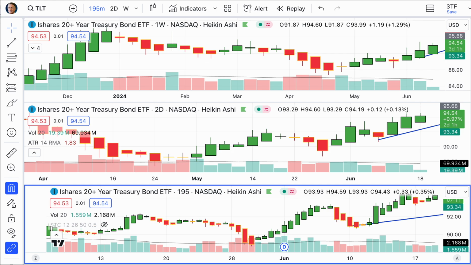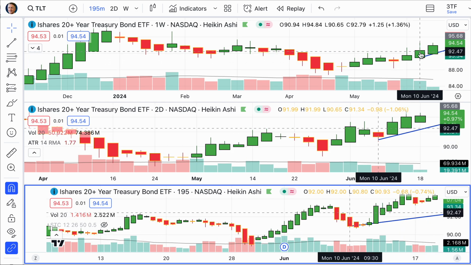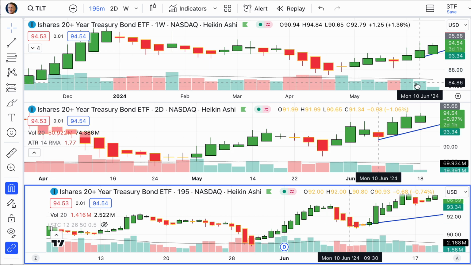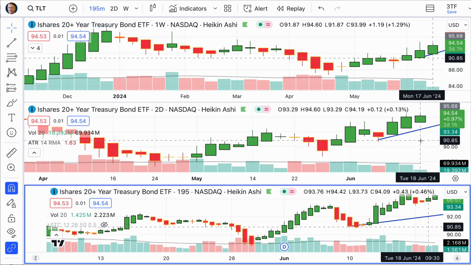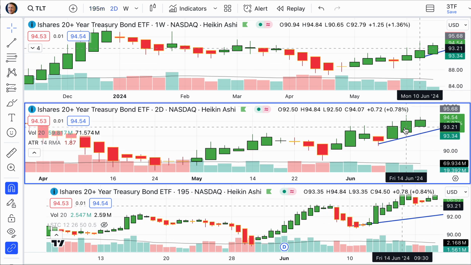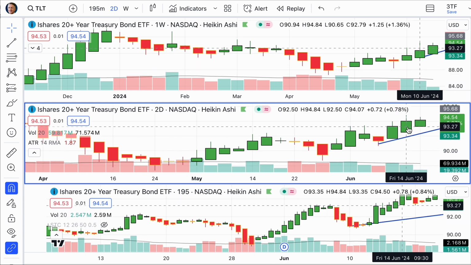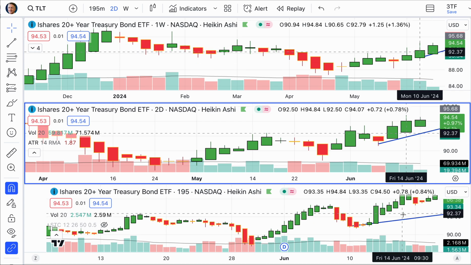What about 20-year U.S. government bonds? Well, they are up for the day 0.86%. We see on the prior 2-day candle, we hit a higher high. Didn't have average volume at that point, but we did hit a high of 94.84, where we are now 94.60. So we've not hit that higher high.